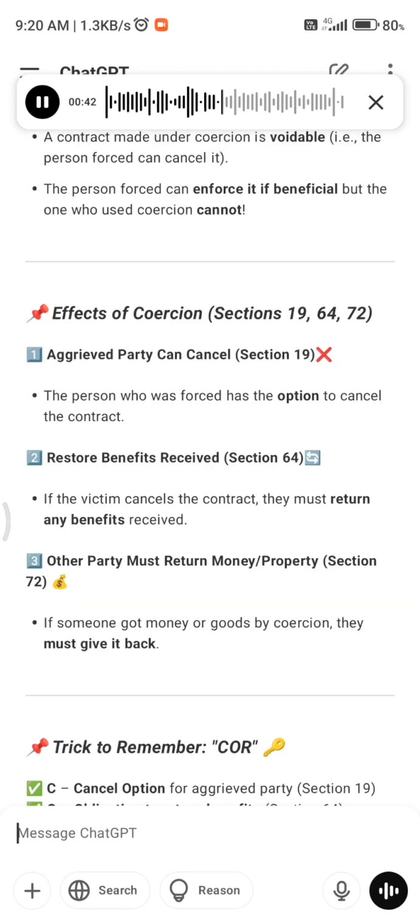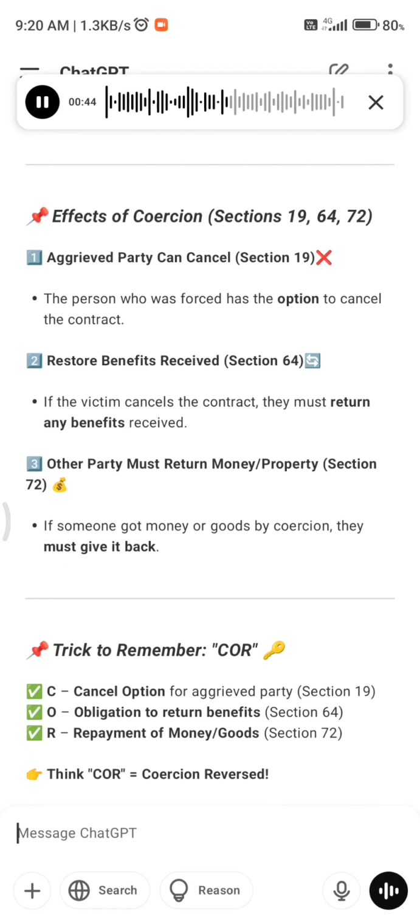Effects of coercion, Sections 19, 64, 72. 1. Aggrieved party can cancel, Section 19. The person who was forced has the option to cancel the contract. 2. Restore benefits received, Section 64. If the victim cancels the contract, they must return any benefits received. 3. Other party must return money or property, Section 72. If someone got money or goods by coercion, they must give it back.